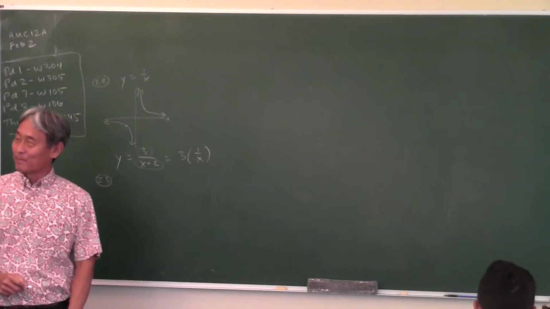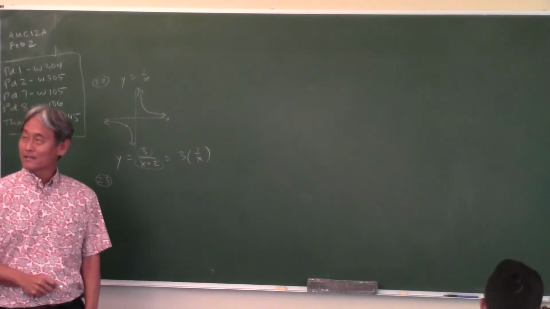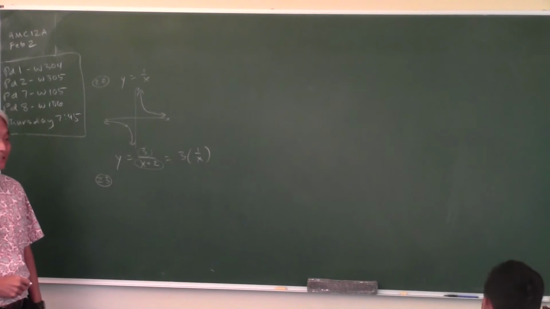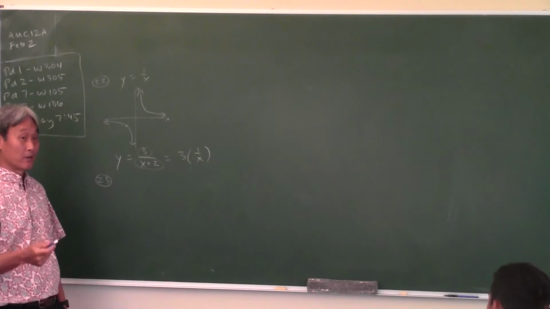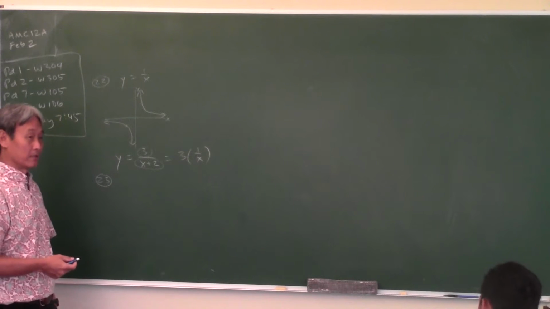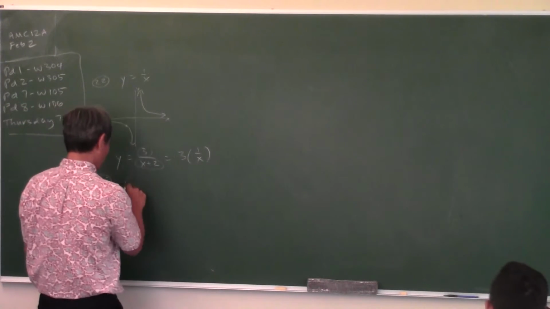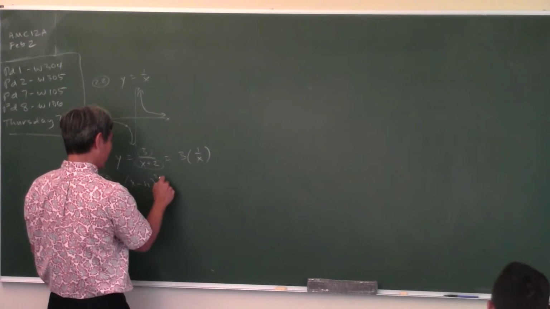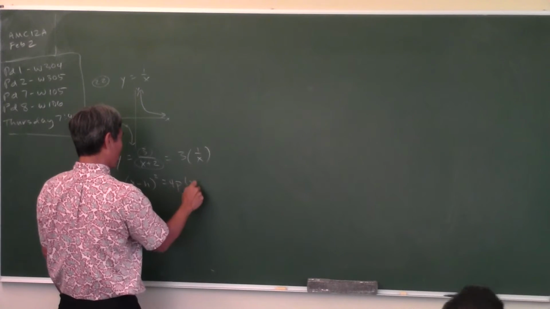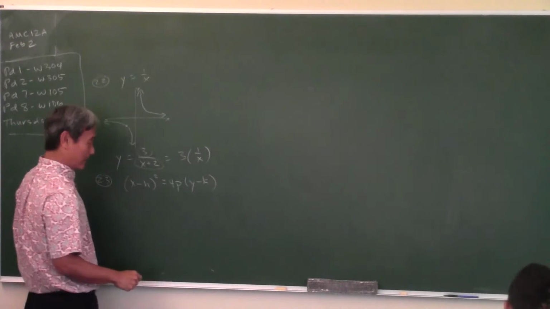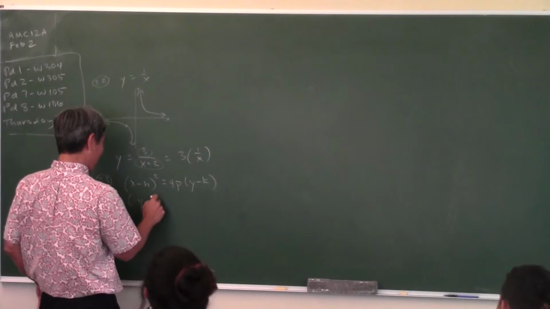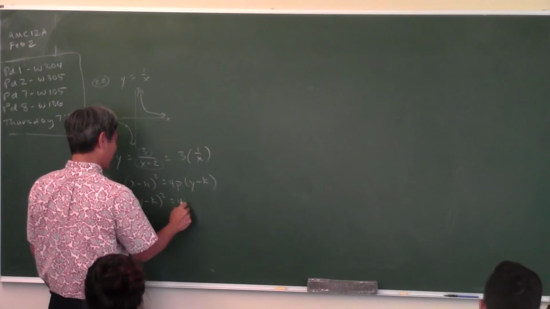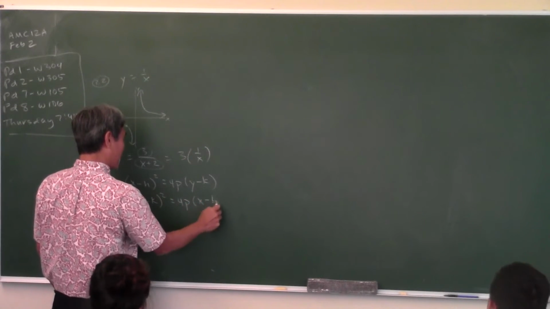Write the equation of the parabola with vertex at 2, 3 and directrix x equals 0. Now, do you guys remember the equations for the parabolas? Of course not, so why don't I write it down? x minus h squared is equal to 4p times y minus k. And then y minus k squared is equal to 4p times x minus h.